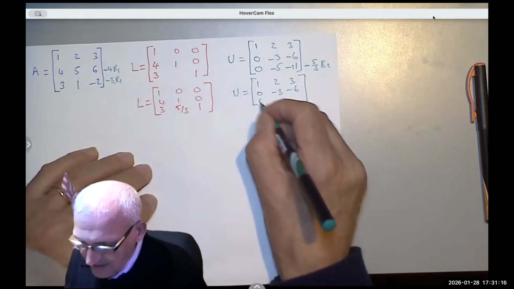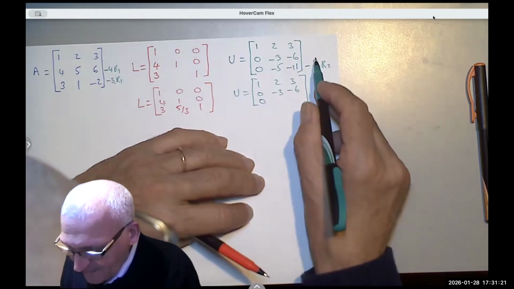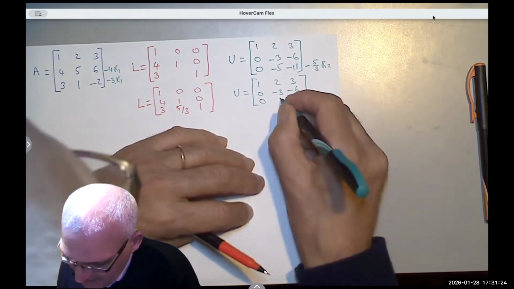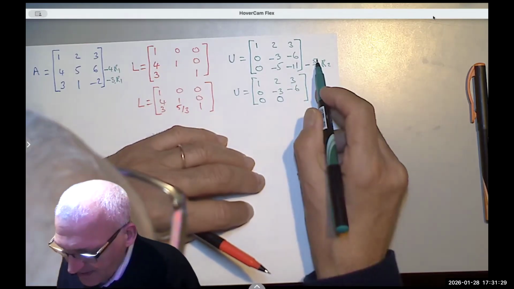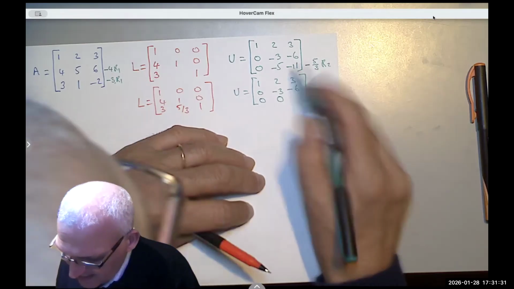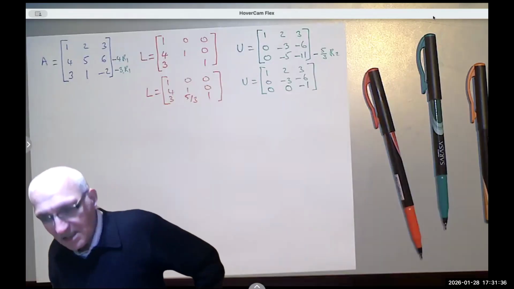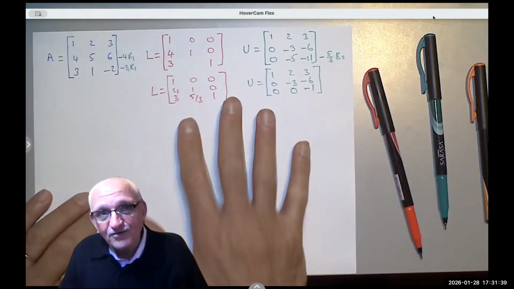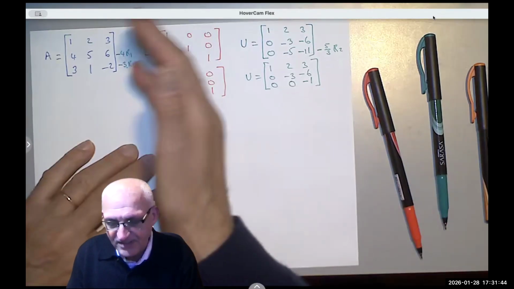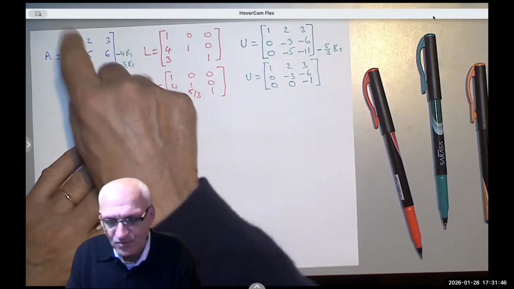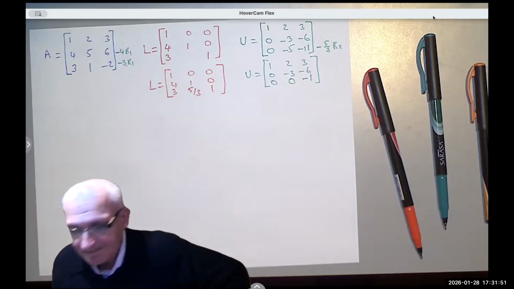0 minus 5/3 times 0 is 0. -3 times -5/3 is +5, minus 5 is 0. -6 times that is 6 times 5, 30, divided by 3 is 10, minus 11 is -1. I'm done. That's the factorization. I'm going to keep this paper for next time, because next time you're going to use the same. I'm going to say, for example, that the first equation is x1 plus x2 plus 3x3 equals something, and so on and so forth, and solve.